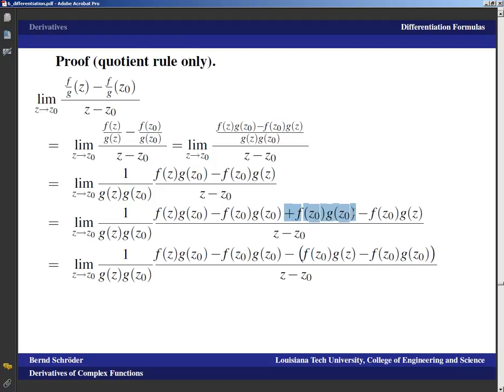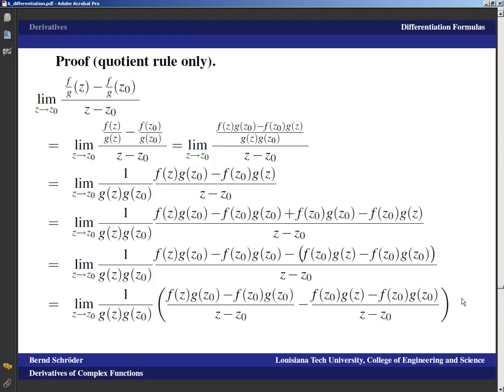And, well, that means that minus f of z0 g of z now comes up front, and f of z0 g of z, which was a plus, becomes now a minus. Other than that, it's the same thing. And now we break up those difference quotients. So again, 1 over g of z0 stays the same. And now this minus sign is just this minus sign, and we just broke the fraction up into two fractions.